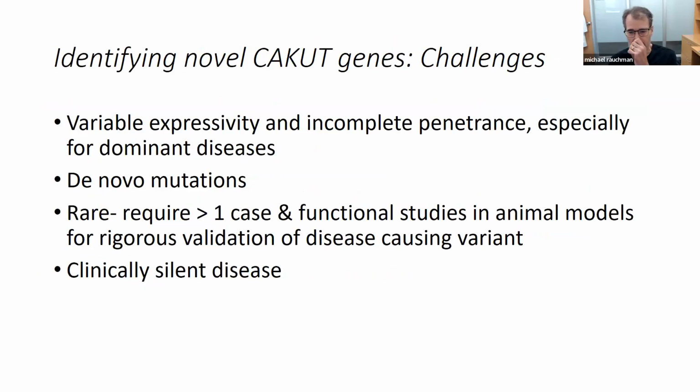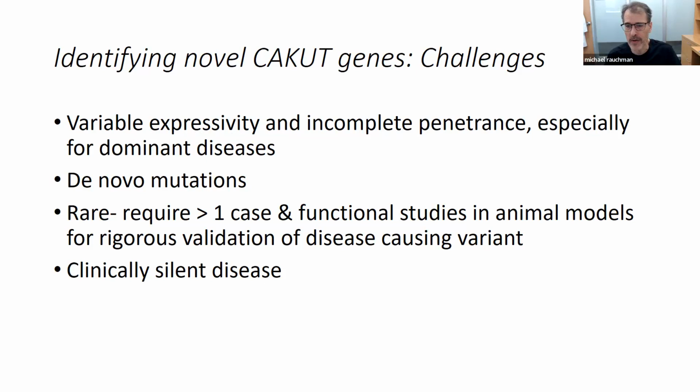So to end off, I'm just going to talk about how we identify some novel genes that cause these anomalies, because as I said, many of them are yet to be discovered. So there are some challenges here. These disorders have variable expressivity and incomplete penetrance. So what does that mean? It means that the same gene, when mutated, can have different manifestations.